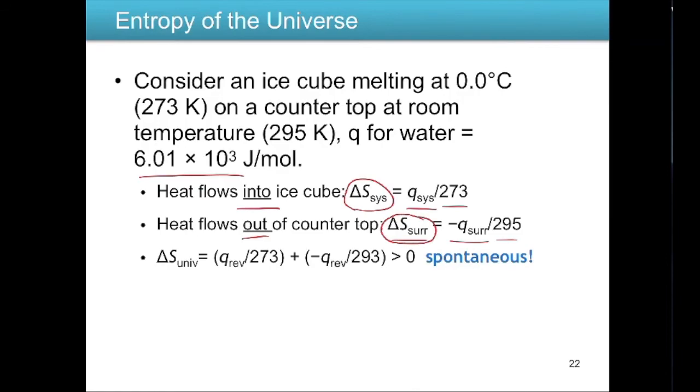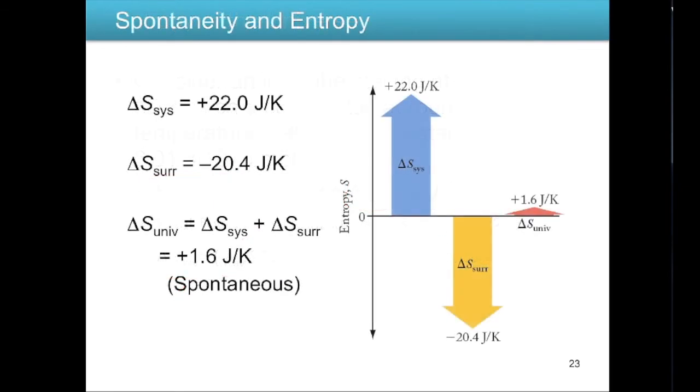We can plug that into our second law of thermodynamics. So this is delta S of the universe equals the delta S of the system plus the delta S of the surroundings. And if we run through the math in this question, we end up getting a positive number. So this shows that thermodynamically, the process of melting ice at room temperature is spontaneous because the delta S of the universe is positive.